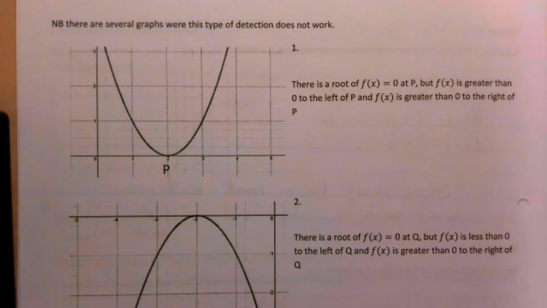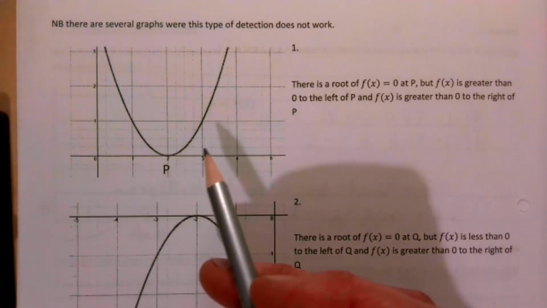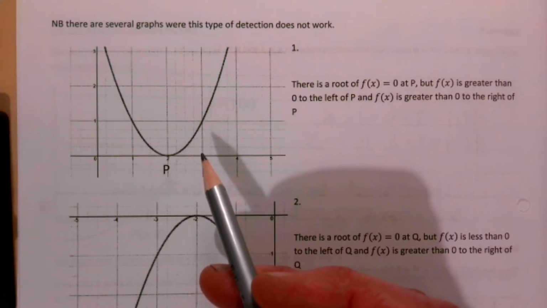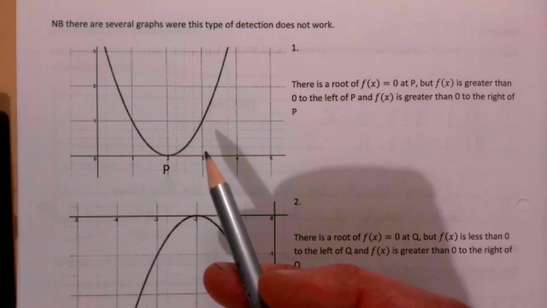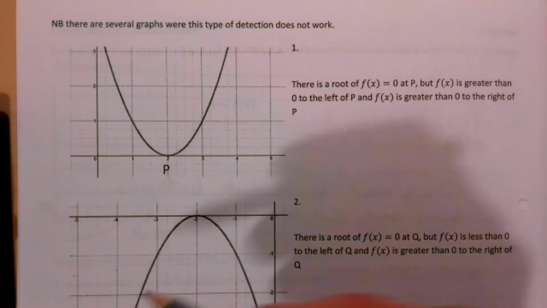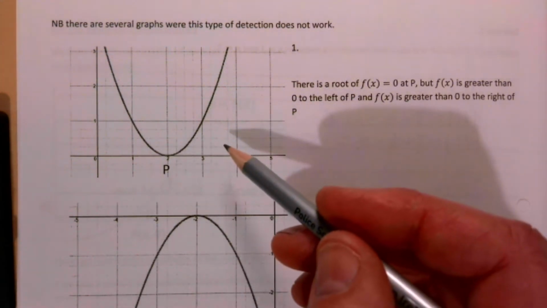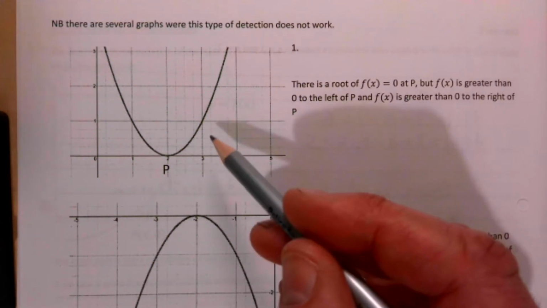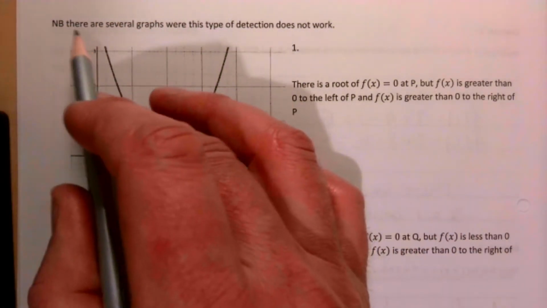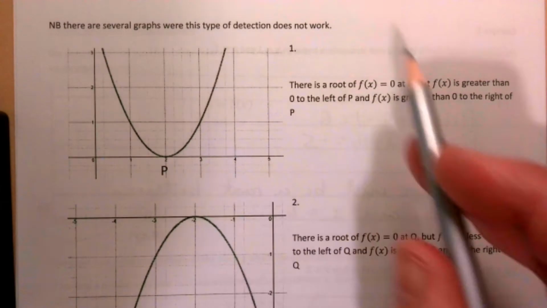This is A2Pure. We're on chapter 7 and we're finding roots of equations. Just a couple of examples where you need to be careful, where it looks like there might be a root and there isn't one, or it looks like there isn't a root but there is one. So there are several types of graph where this type of detection does not work.